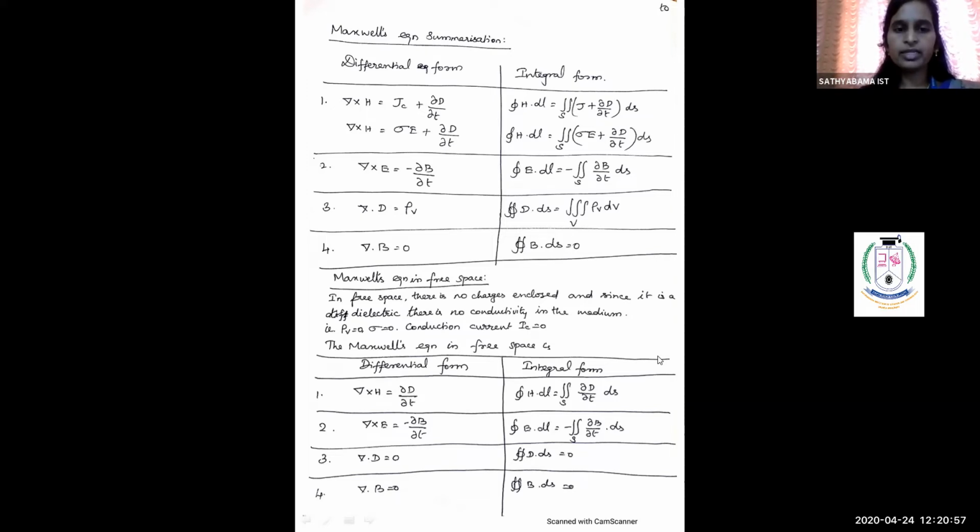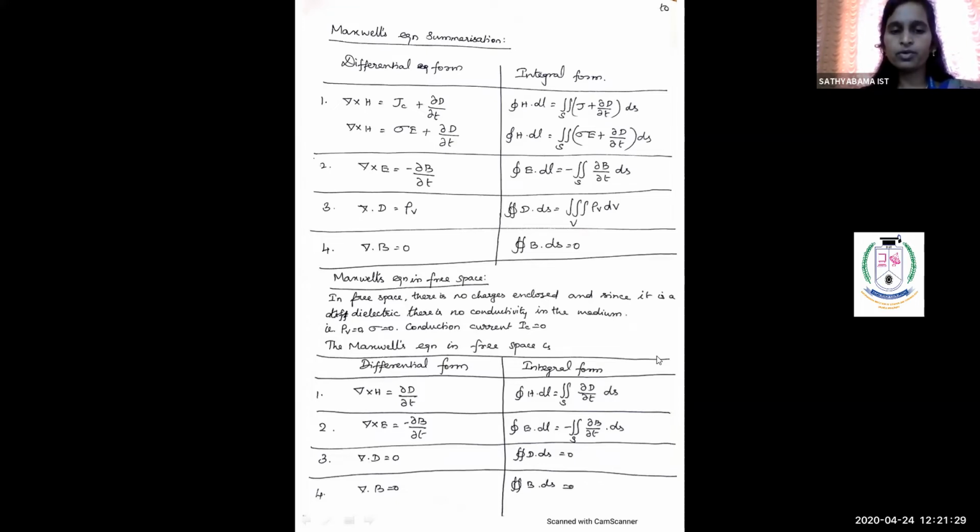And our third equation in Maxwell's equation is del dot D is equal to rho v in differential form. So what happens when it comes to free space? In free space, rho v is equal to 0. So del dot D is equal to 0. Next, see your integral form. There also surface integral D dot ds is equal to volume integral rho v dv. Here also rho v becomes 0. So surface integral D dot ds is equal to 0.